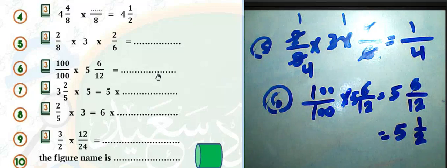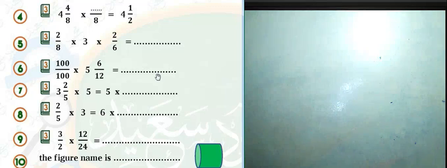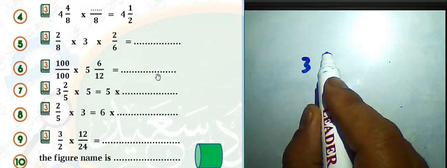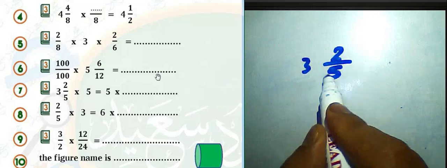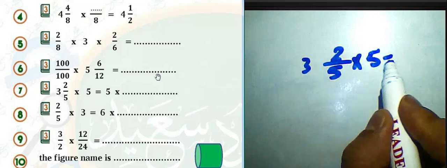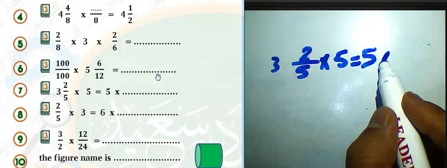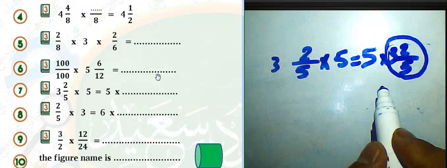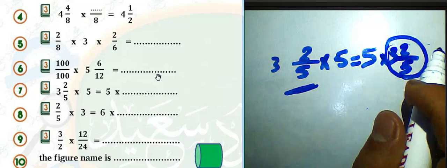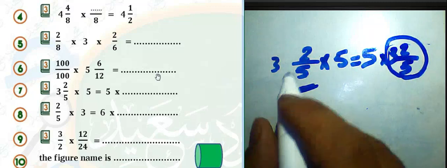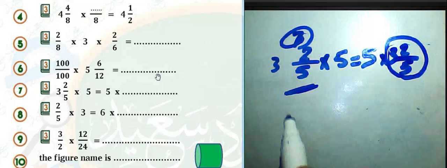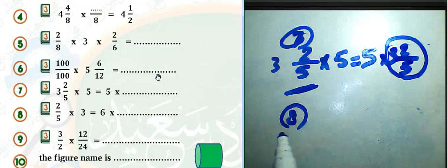3 and 2 over 5 multiplication by 5 equals 5 times what? He used here the commutative property. 3 and 2 over 5 multiplication by 5 will be 5 multiplication by 3 and 2 over 5. Write this number here again using the commutative property. About question number 7.